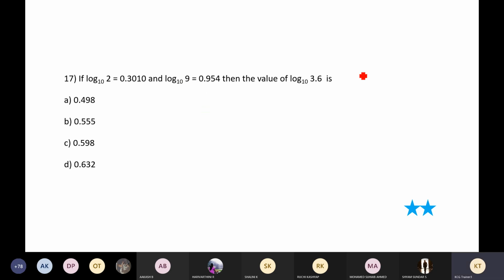I guess I'll give you guys a clue also. For example, listen here. This is what I'm supposed to find out. 3.6. Can I write this as 36 by 10? Which is actually 9 into 4 divided by 10, which is actually 9 into 2 square divided by 10. That's all. Just take the log of it.